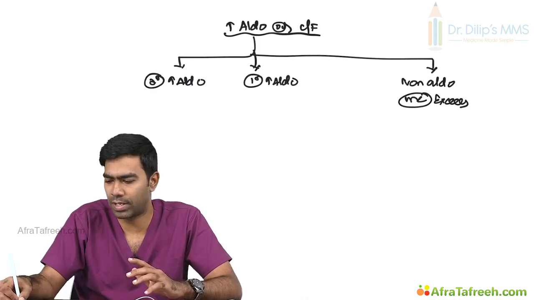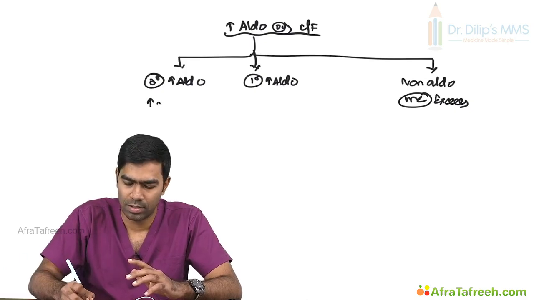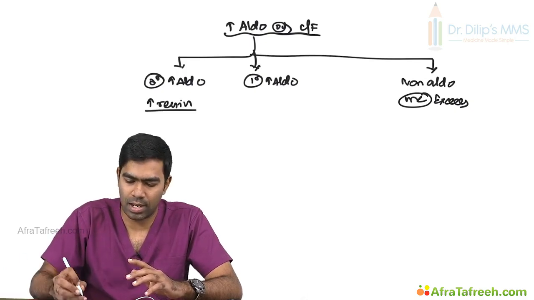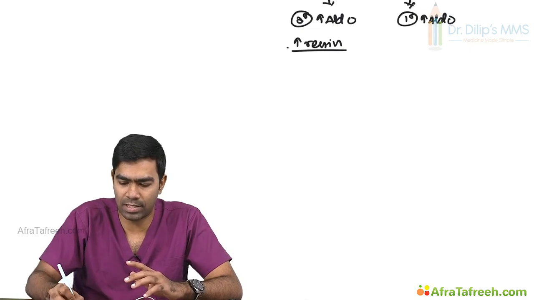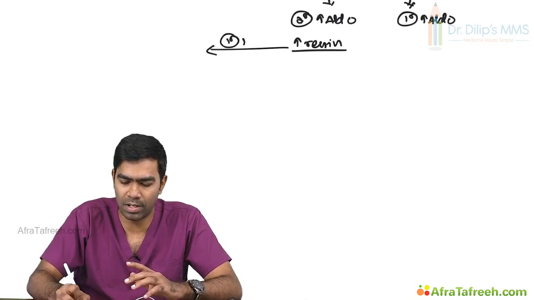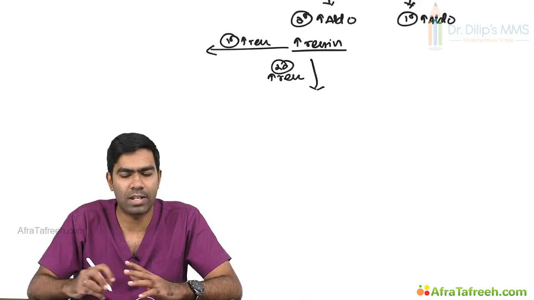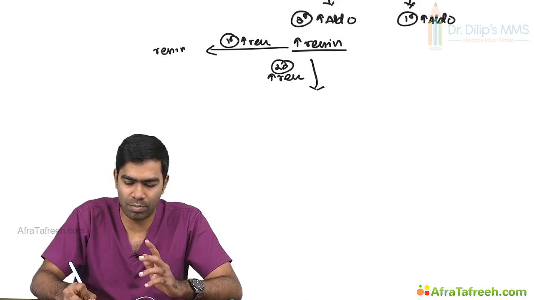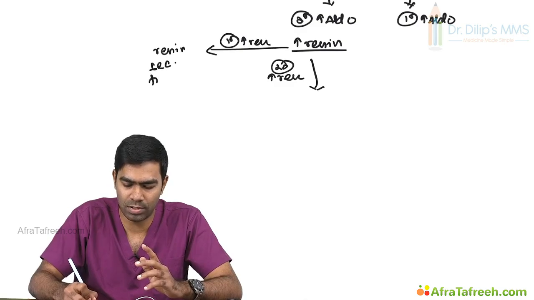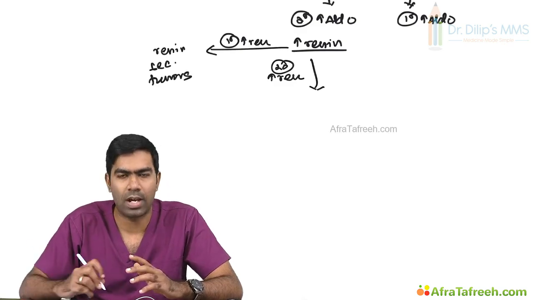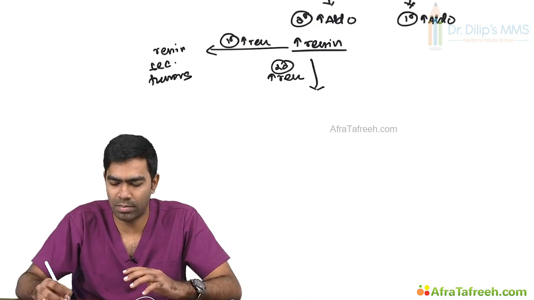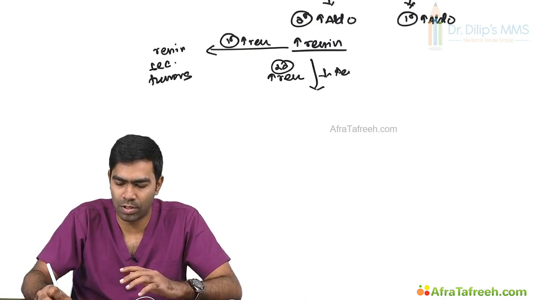It is due to excessive renin, hyperreninemic hyperaldosteronism, and this excessive renin may be due to a primary increase in renin, or it could be due to a secondary increase in renin. Primary increase in renin, in exam you have to remember, is renin secreting tumors, and secondary hyperreninism is usually due to low perfusion to the kidneys.